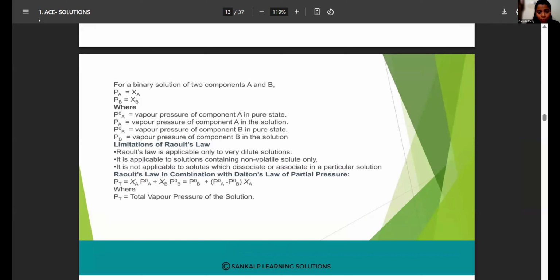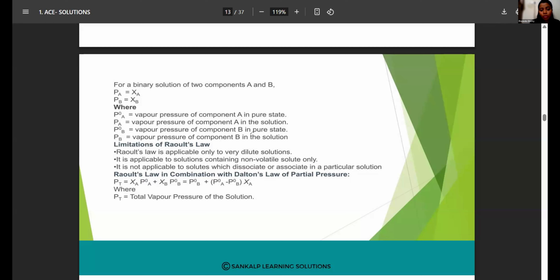Next, let's see the limitations of Raoult's law. Before going to that, you understood, right, what is P naught A? A in the sense I showed you as P1 naught. So this was P2 naught, this was P2. So vapor pressure of component A, vapor pressure of component B, and vapor pressure of the component again in pure state and in a solution. If you are getting naught, it is a pure state.